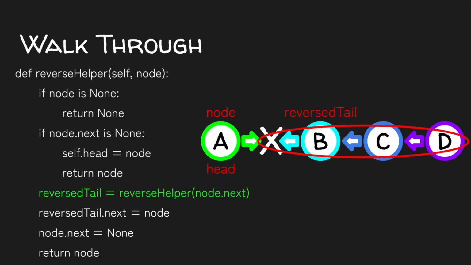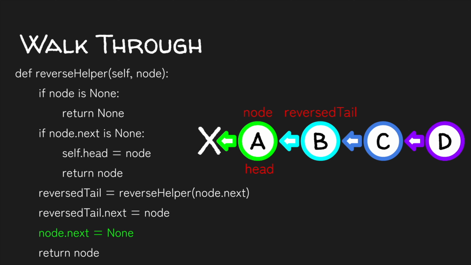The actual return value of the recursive call is the tail of the newly reversed list, B. Now you might be wondering, why did we choose this return value? Well, we need the tail of the newly reversed list because we need to set this reversed tail's next pointer to the input node. In this case, we set B's next pointer to A. Finally, we set the input node's next pointer to none. In this case, we set A's next pointer to none.